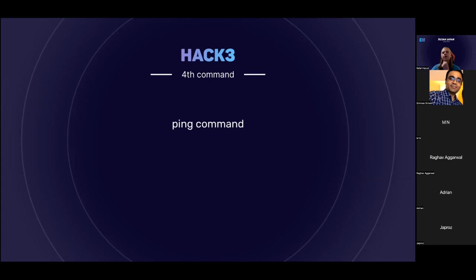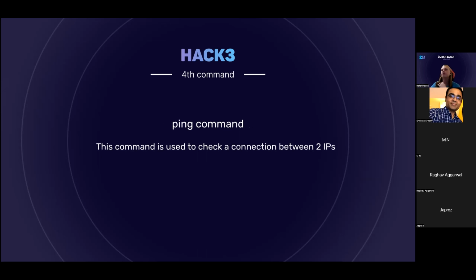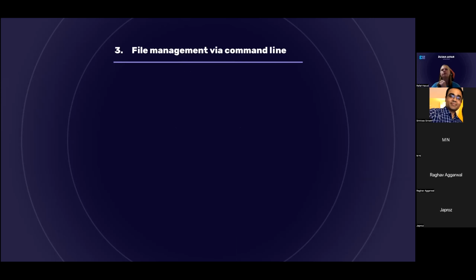Next up, we have the ping command. This command is used to check the connection between two IPs or two domains, or really any endpoints that are accessible, and it will just ping an IP. An example is ping 1.1.1.1, which is Cloudflare, or ping cooldomain.com. Next up, we have file management via the command line. And this part is the main part of this.